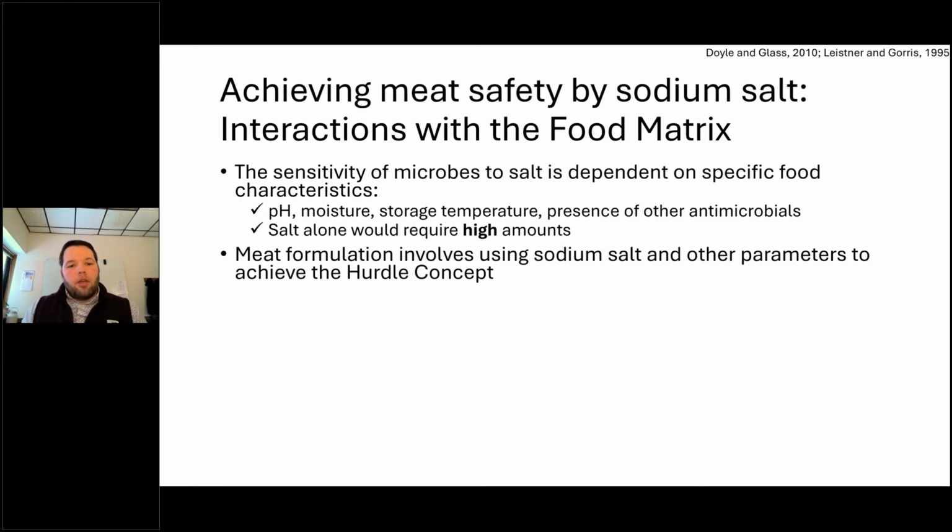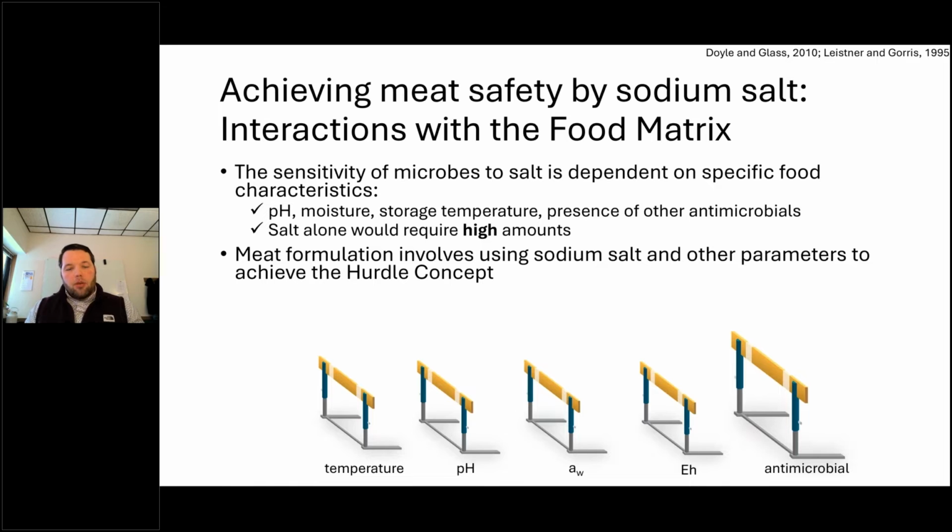unpalatable, excuse me. So when we formulate meat products or when we're reformulating meat products, we need to use sodium salt or the presence of other water activity lowering substances to achieve the hurdle concept for preservation and control. So when we think about those characteristics of a product, we refer to this as a hurdle concept. We can refer to them as multiple hurdles that a microorganism would need to overcome to survive and grow in a food product. So to get to the finish line, if you will.